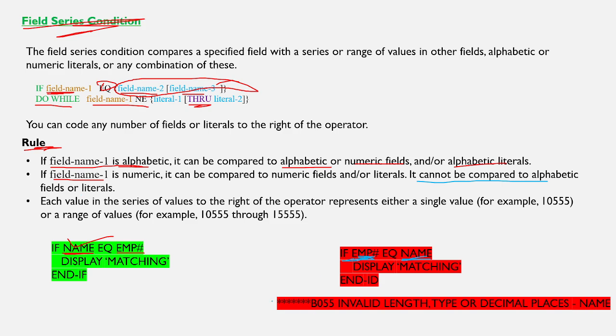So we will get this kind of error: B055 invalid length type or decimal place name. And each value in this series of values to the right of the operator represents either a single value, like here for example, or we can give a range of values, like 1055 through 15555. We can give the through keyword also.